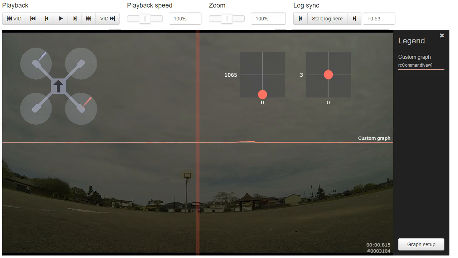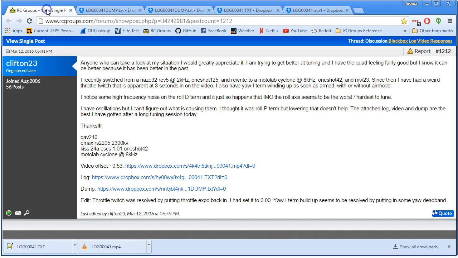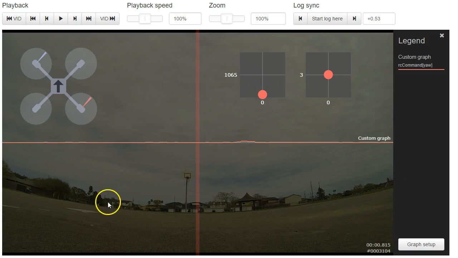You say that you fixed the problem by adding Throttle Expo, which makes no sense at all to me because the throttle doesn't really seem to have anything to do with this. I fly with Throttle Expo of 0. There's no problem with flying with Throttle Expo of 0. And I also don't know why the yaw I-term buildup is being resolved by putting in the yaw deadband, because if we look at RC command yaw, the stick is centered.